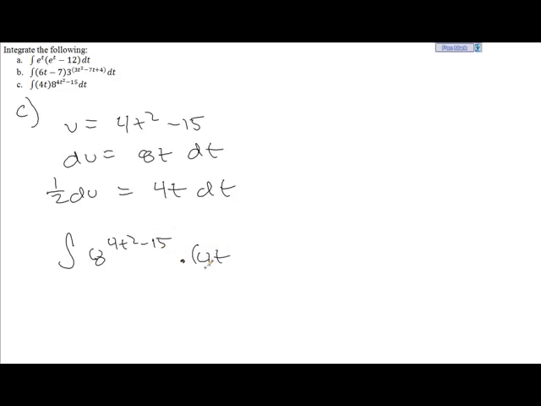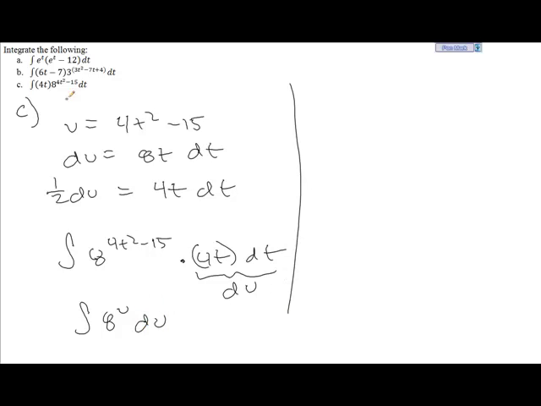times 4t dt, and I notice that here is my du, and so that gives me 8 to the u du. In a similar fashion as part B, this is going to be 8 to the u over the natural log of 8 plus c, and putting in my substitution, I have 8 to the 4t squared minus 15 over the natural log of 8 plus c.